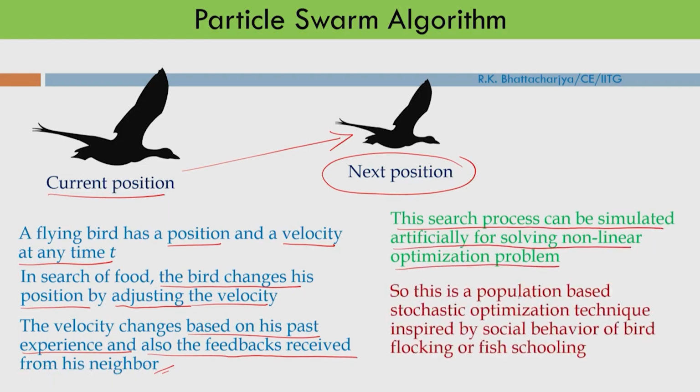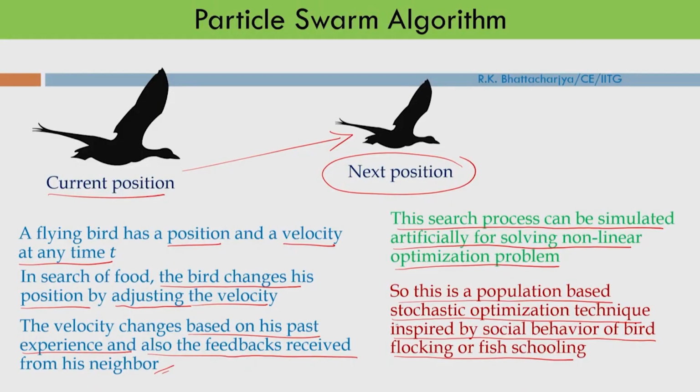So this is a population based stochastic optimization technique inspired by the social behavior of bird flocking and fish schooling. Just unlike classical optimization algorithms, we are not going from one solution to another solution, but we are actually taking a population and trying to search in multiple directions. This is again a stochastic method, so this is not deterministic.